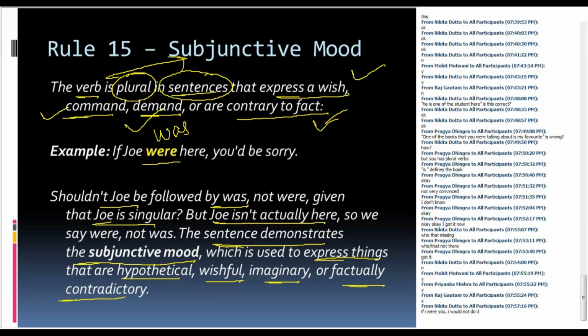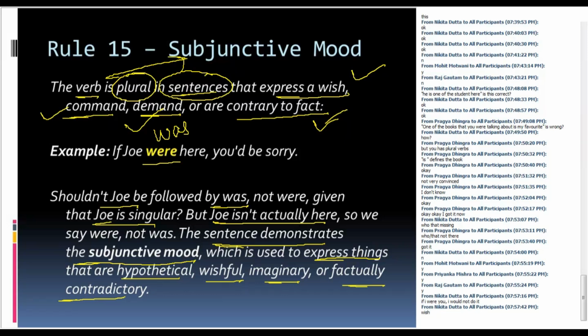Why do you say long live the king? The king is singular. Why do you say long live the king? Why don't you say long lives the king? Because that is your wish. Absolutely, that is what you wish, right?